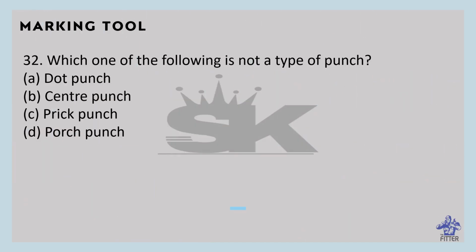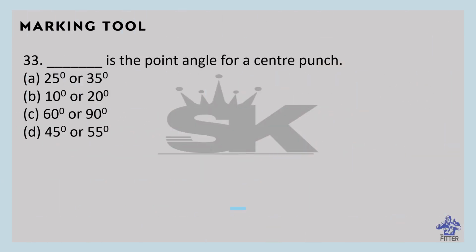Which one of the following is not a type of punch? That is porch punch. The remaining three we have discussed, right? What is the point angle for the center punch? We remember the alphabetical order, C, D, P, and C is for 90 degrees. In the options, 90 degrees is given in option C, so the answer is option C.